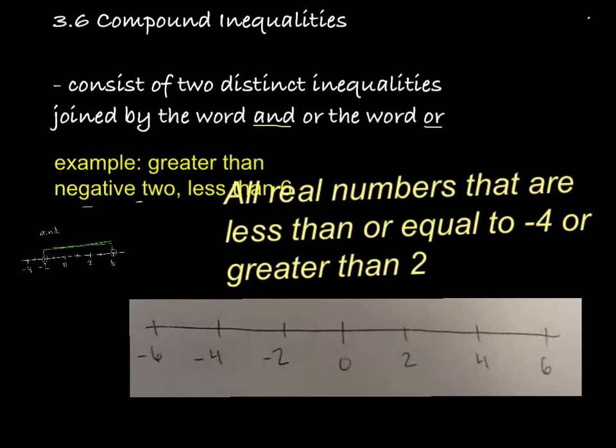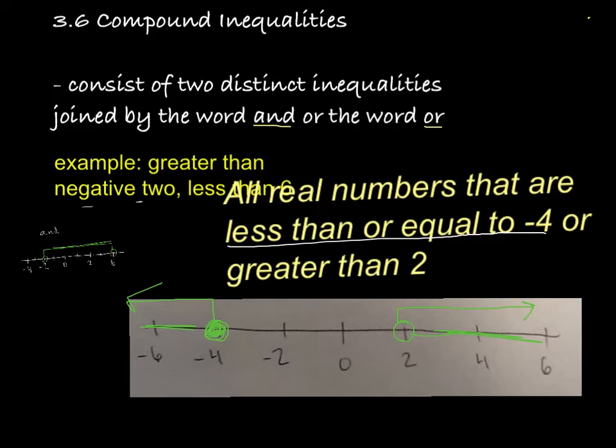Okay, so if we wanted to graph that situation, let's break this down. All real numbers less than or equal to -4. So values that are less than or equal to -4 would include these. Less than or equal to, so we've got a closed circle, and those values would be going this way. Or greater than 2, meaning we've got an open circle on 2, and those values are actually all of these. Okay, so the first thing is just being able to graph and represent these compound inequalities.